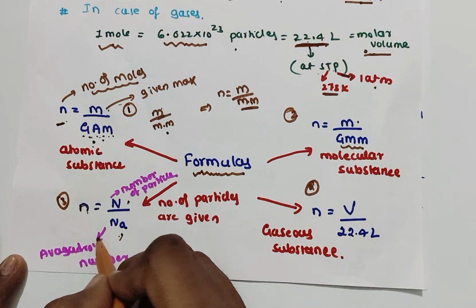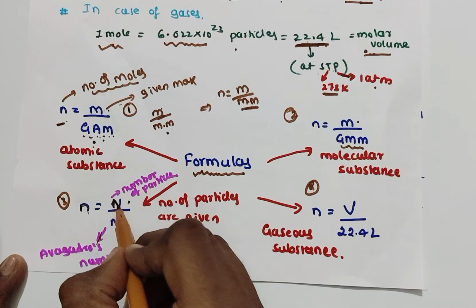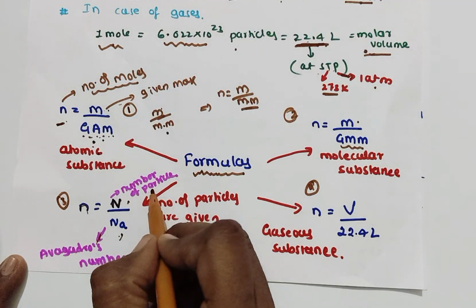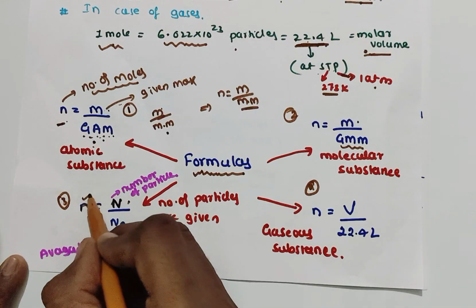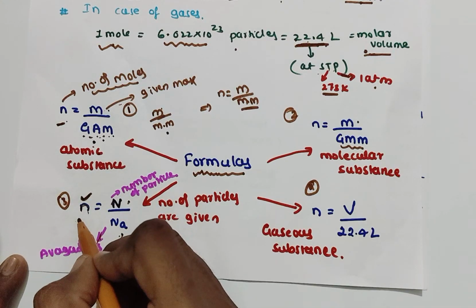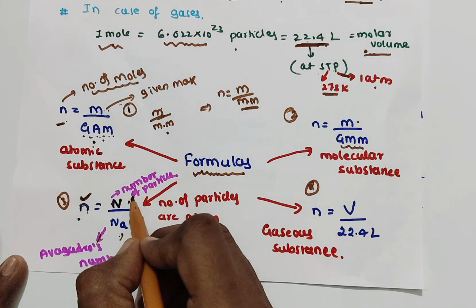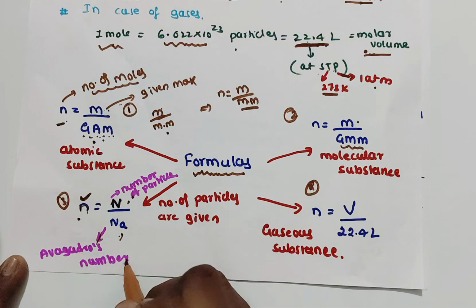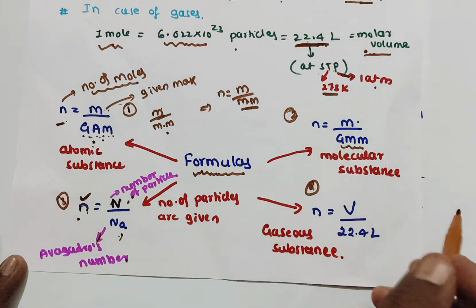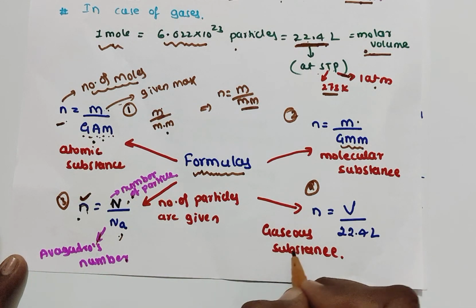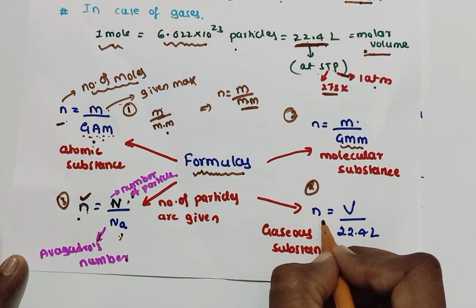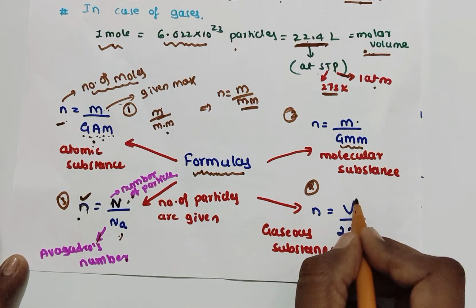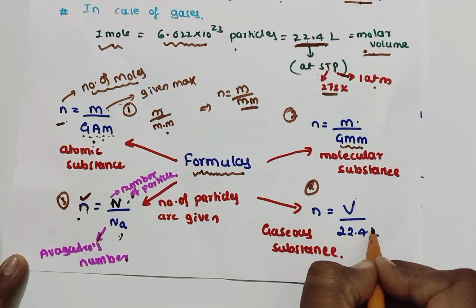And the third formula is N equal to capital N divided by Na. Here Na is Avogadro's number, and this capital N is the number of particles. If the number of particles is given, we can easily calculate the number of moles. So number of moles equals number of particles divided by Avogadro's number. Is this clear? In case of a gaseous substance, the number of moles is calculated by using this formula: N equal to V divided by 22.4 liter.